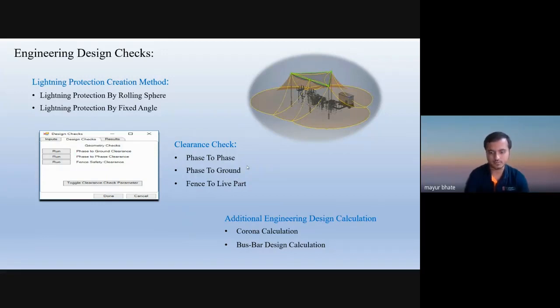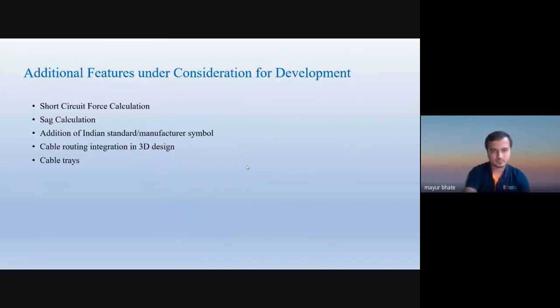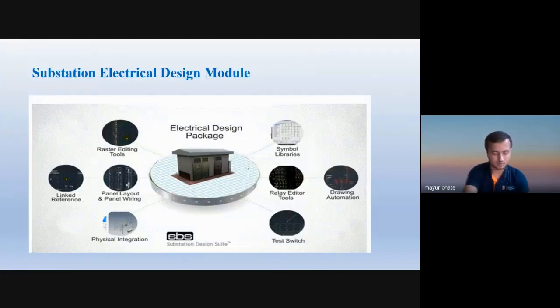Additional engineering design calculations, like corona calculation and bus bar design calculations, can also be done using this software. These are some of the features that were recently introduced, like short circuit force calculation, sag calculation, cable routing, then cable trees. So these are all the features of the physical design model.